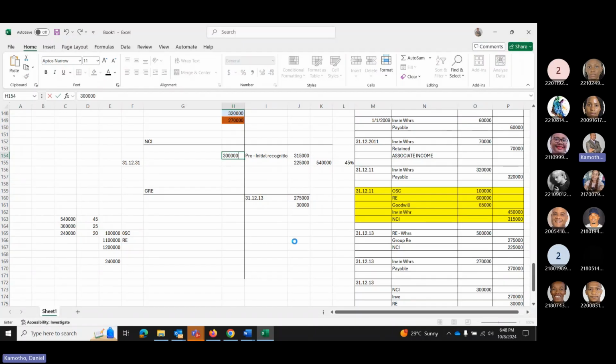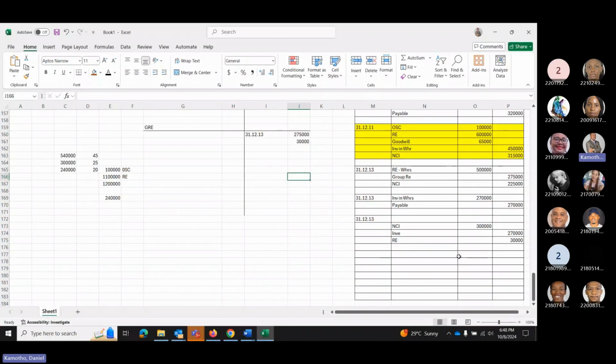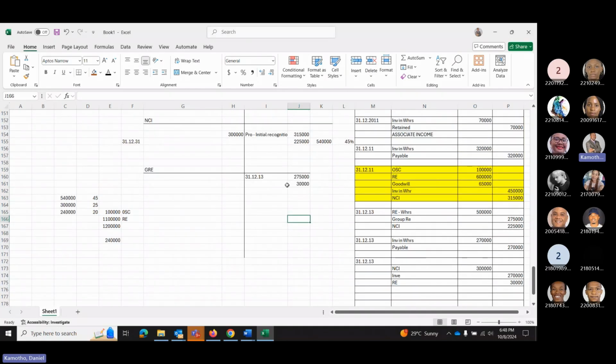Of course, this will be eliminated with this entry in the date of acquisition. So that is the entry that recognizes the movement in reserve. You can see the NCI has reduced by 300,000. The investment in associate, of course, reduced by 270, and the difference moves into the retained earnings of the group. That's why we say the change does not lead to recomputation of goodwill. It just leads to a movement in reserve.